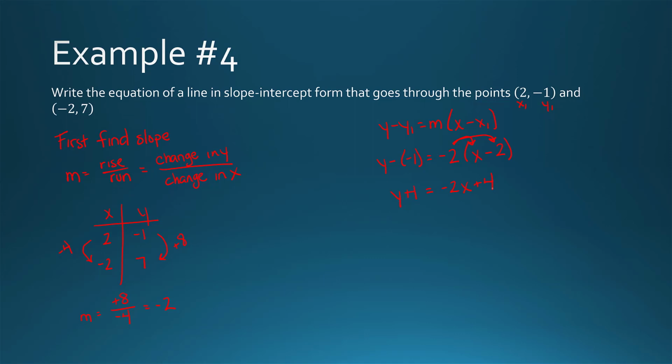And the last thing we want to do is subtract the 1 on both sides, because on the left side we only want that y value left. So subtract 1. So y equals negative 2x, and positive 4 minus 1 would give us a positive 3. So this equation, y equals negative 2x plus 3, goes through both points, 2 comma negative 1 and negative 2 comma 7.